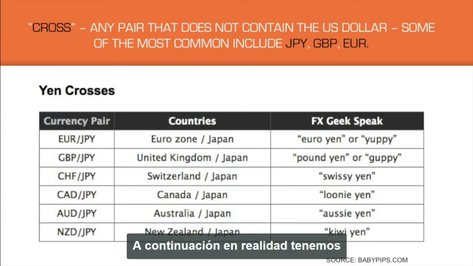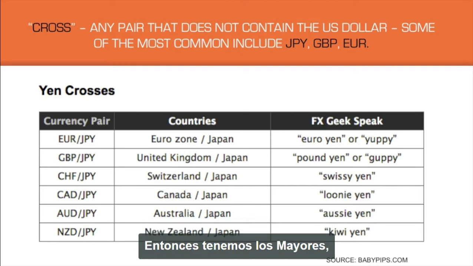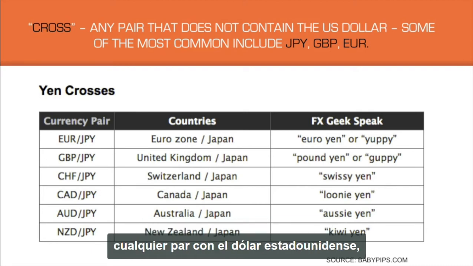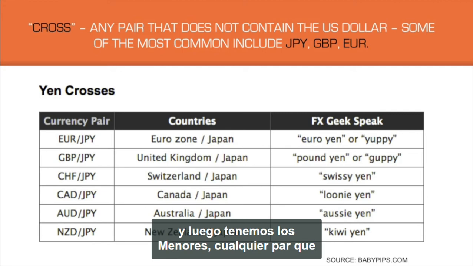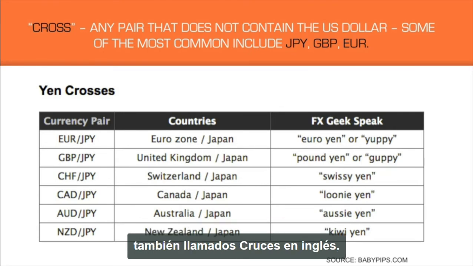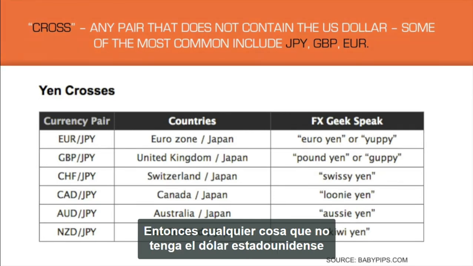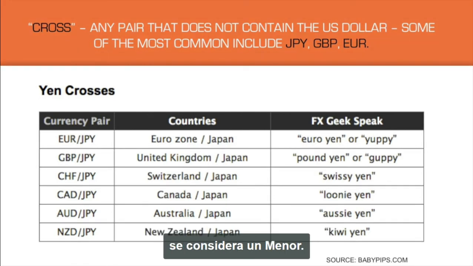These are just different slangs and nicknames that people actually call them, and that's in regards to English. Next, you actually have another group called the crosses. The crosses are also referred to as minors. So you have the majors, any pair with the US dollar, and then you have the minors, any pair that does not contain the US dollar. So I don't want you to get confused. The crosses also refer to minors. They can be either or. They can be crosses or minors. So anything that does not have the US dollar is considered a cross.